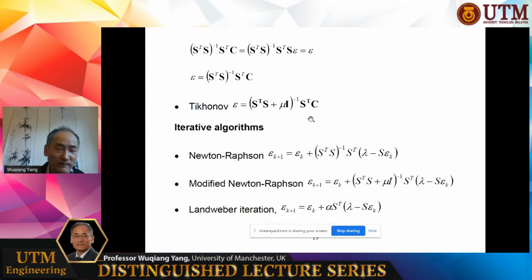Another bigger group of algorithm is iterative. There are many different types, like Newton-Raphson, like Landweber. Also, many types exist, but only Landweber is popular. I can see almost all researchers working on tomography use Landweber. In 1999, I published the first paper on the Landweber algorithm.